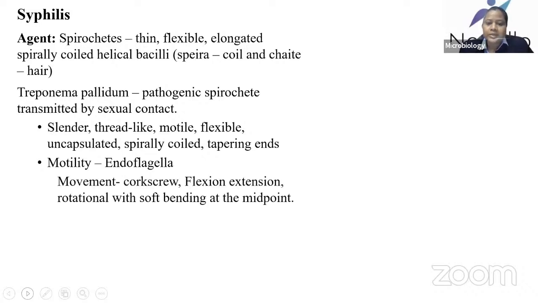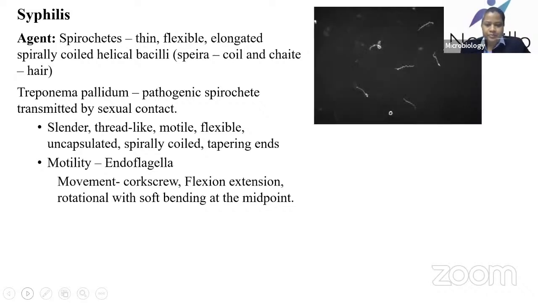What movement do the endoflagella produce? They have a motility peculiarly described as corkscrew motility, flexion-extension motility, rotational motility with soft bending at the midpoint. This is how we describe the motility of Treponema pallidum. If you find any of these words in the MCQ, then your answer is Treponema pallidum, that is, the spirochetes. This is the picture you see here.